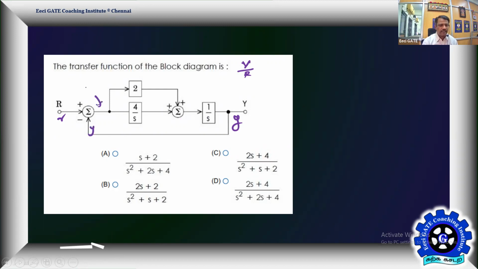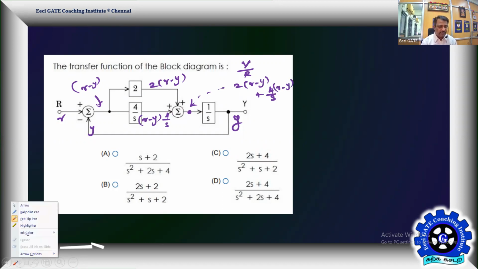Then the signal is going to be r minus y. So r minus y is the input to 2, therefore it is going to be 2 times r minus y. And this signal r minus y goes into 4 by s, so it is r minus y into 4 by s. These two signals are getting added here. So the signal will be 2 times r minus y plus 4 by s times r minus y. These two signals are getting integrated and producing the output y.